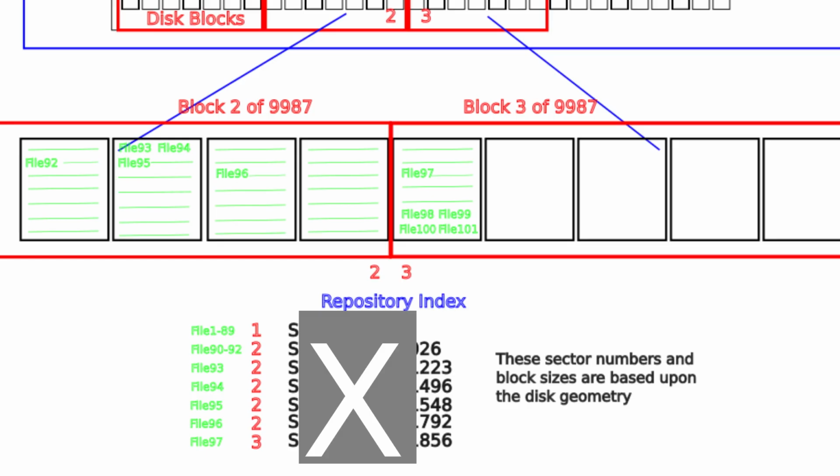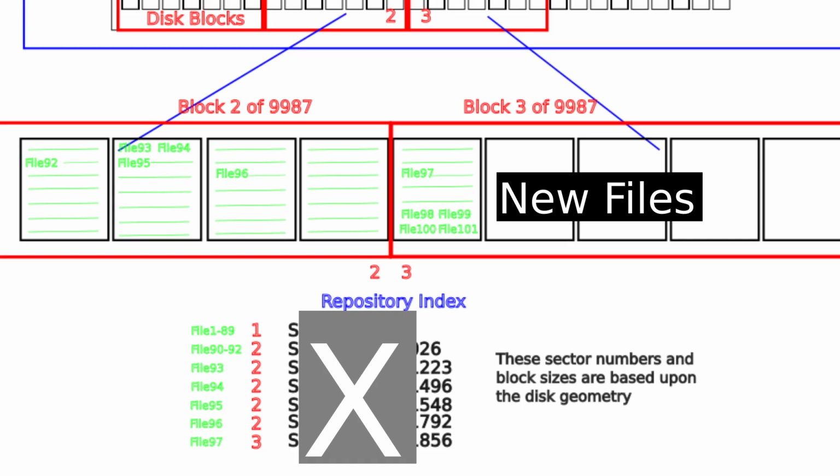Now let's say it's 2 days later and you've added 2 new files up here to this blank sector here in block 3. During this snapshot, all you have to do is go back and look for blocks that have changed and copy the new changed blocks over here into this new snapshot. And everything takes care of itself.